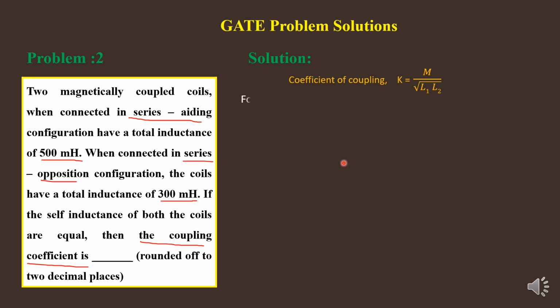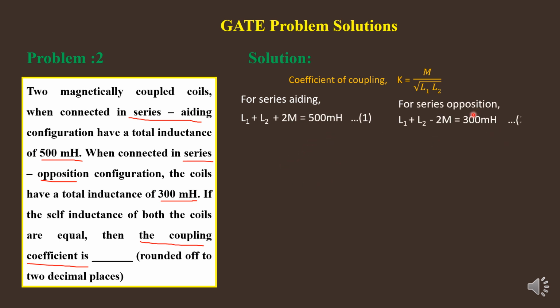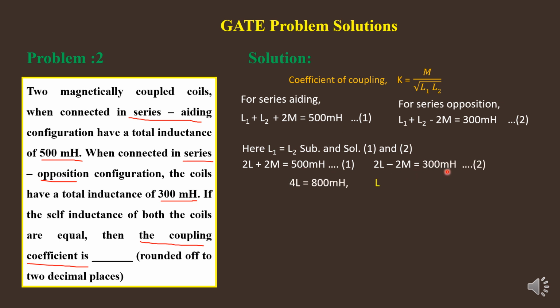Let me write the formulation for series aiding: L1 plus L2 plus 2M equal to 500 millihenry. For series opposition, L1 plus L2 minus 2M equal to 300 millihenry. Here L1 equal to L2, both the inductances are equal. So substituting in the first and second equations, 2L plus 2M equal to 500 millihenry, and 2L minus 2M equal to 300 millihenry. When we add the first equation and the second equation, 2M gets cancelled, and 2L plus 2L, 4L, equal to 500 plus 300, 800 millihenry. Therefore L we found as 200 millihenry.